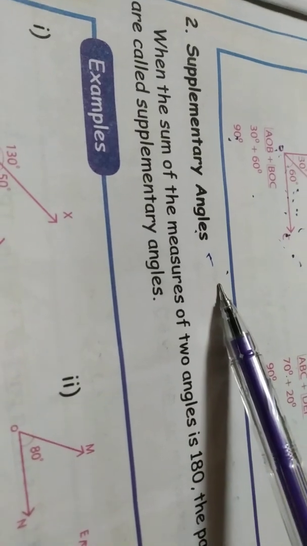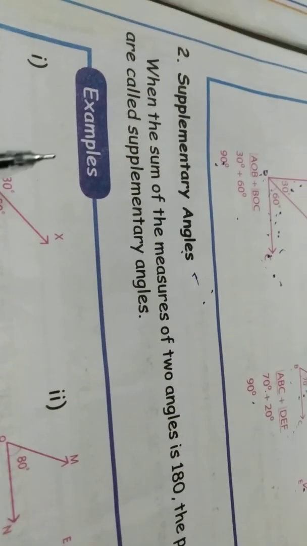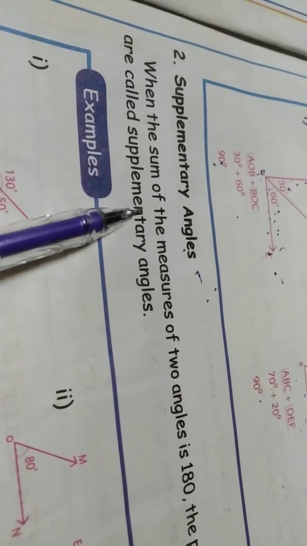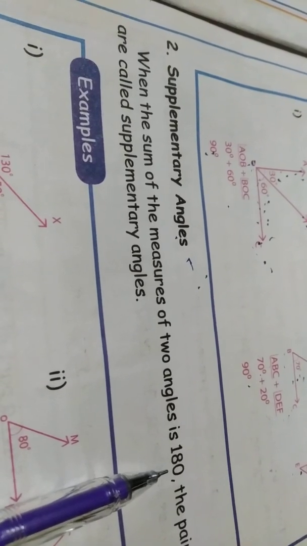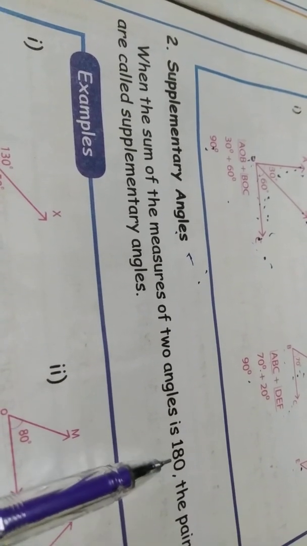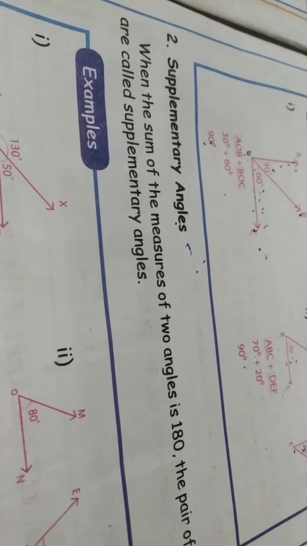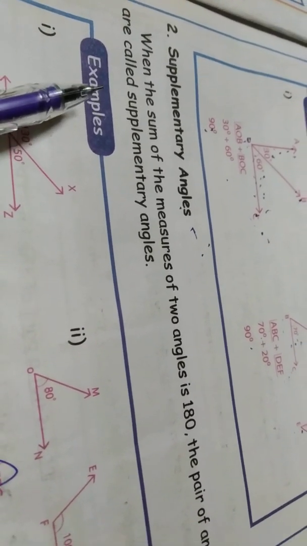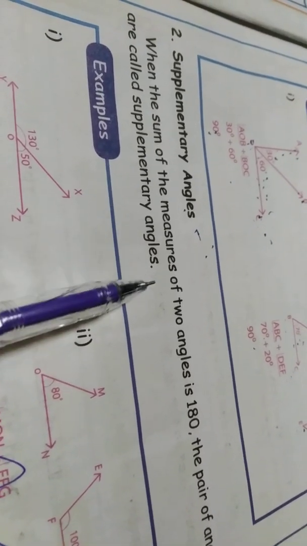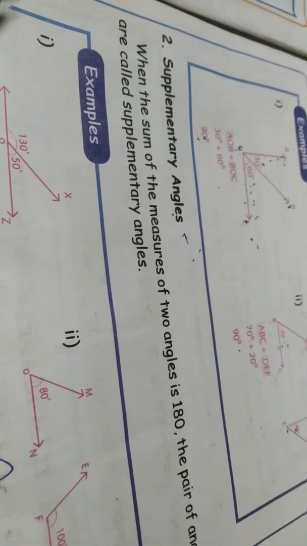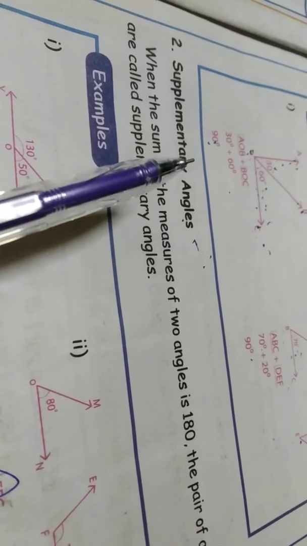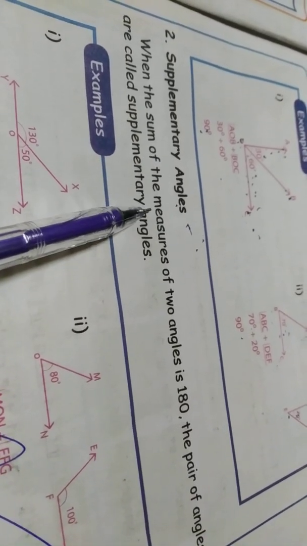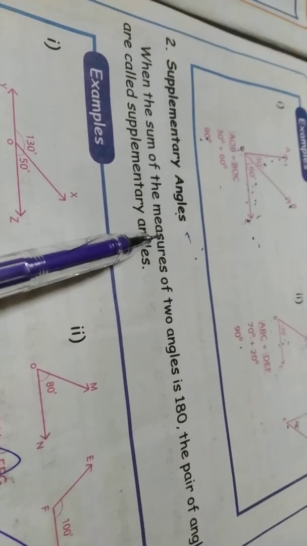Now see supplementary angles. When the sum of the measures of two angles is 180 degrees, the pair of angles is called supplementary angles. So first, complementary angles: what is the measurement? The pair of angles is 90 degrees. What is the supplementary angles measurement? The pair of angles is 180 degrees.